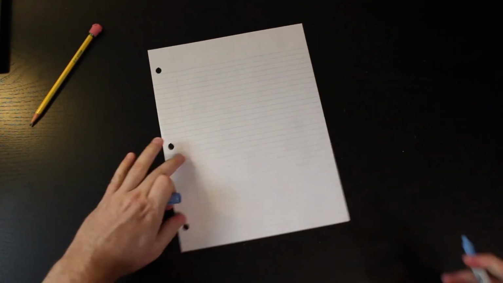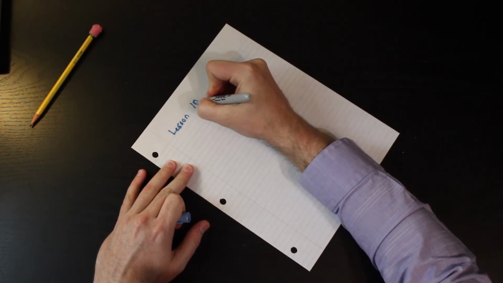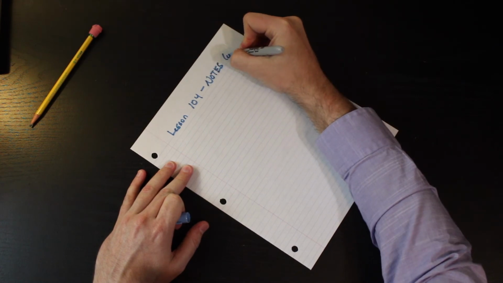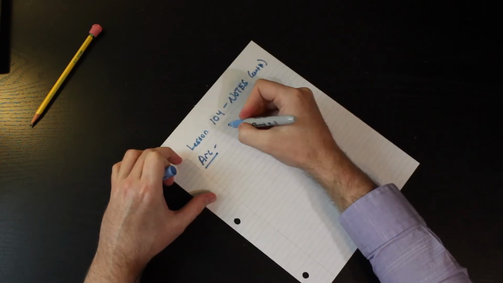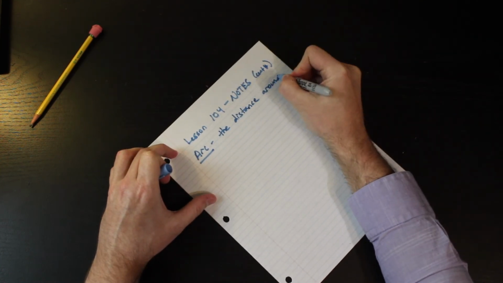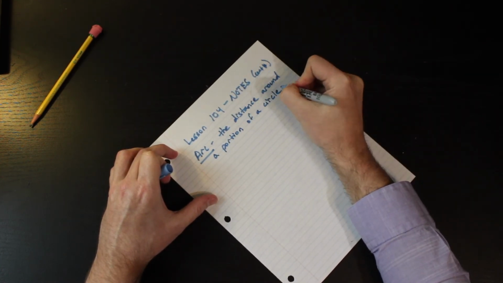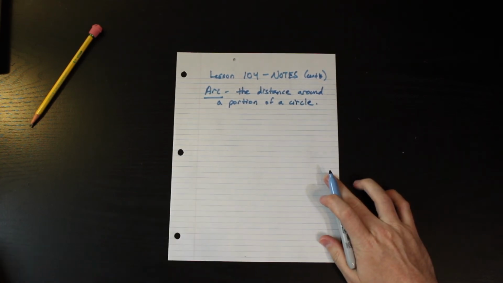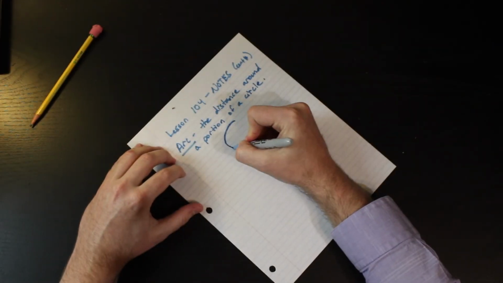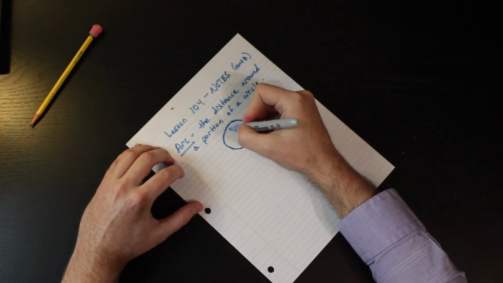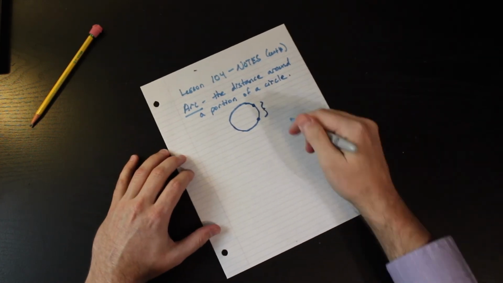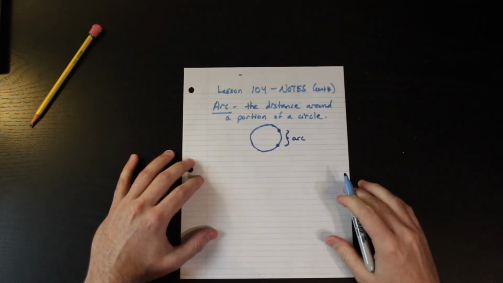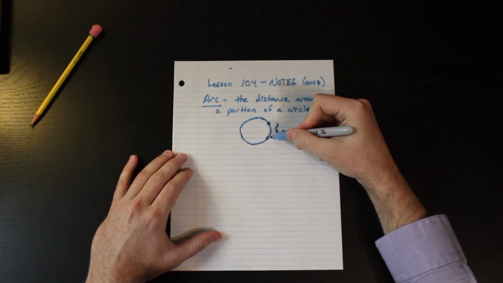Now, let's go back to our notes and add 2 more definitions. First, an arc. An arc is the distance around a portion of a circle. Go ahead and draw a circle in your notes, and then use 2 points to indicate a segment of the circle. This portion of the circumference of the circle from here to here would be an arc.